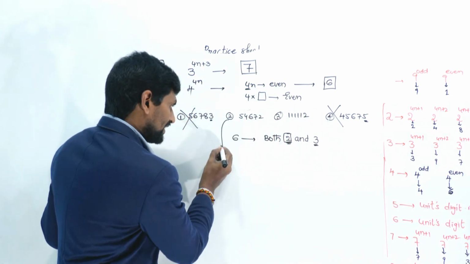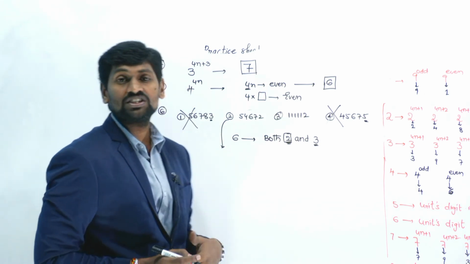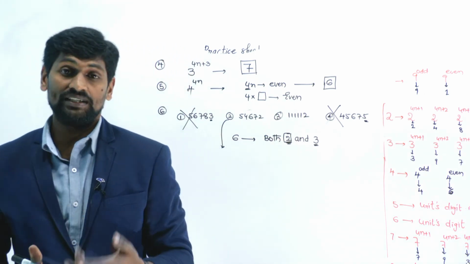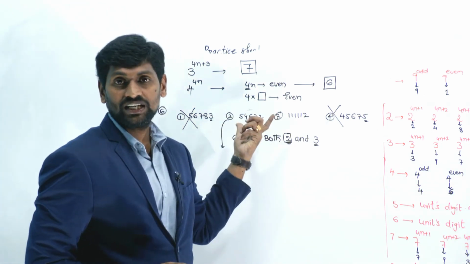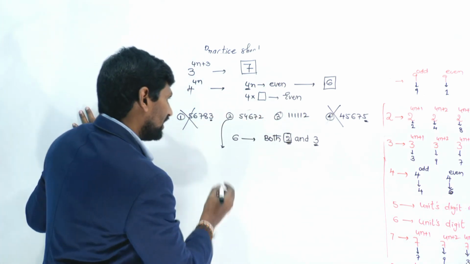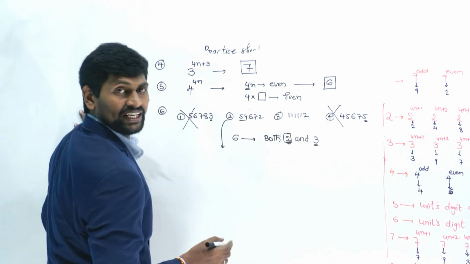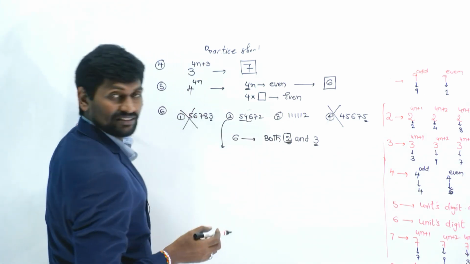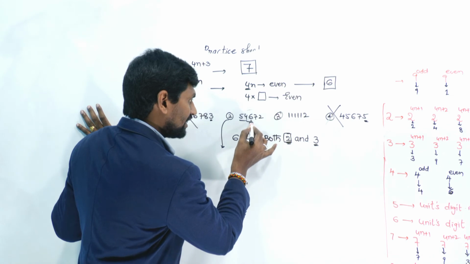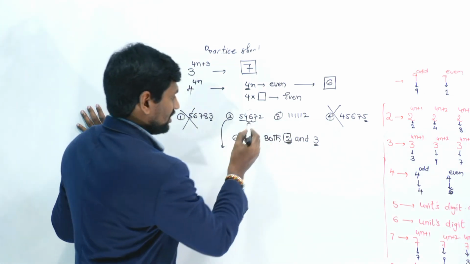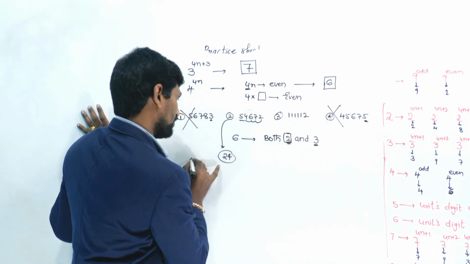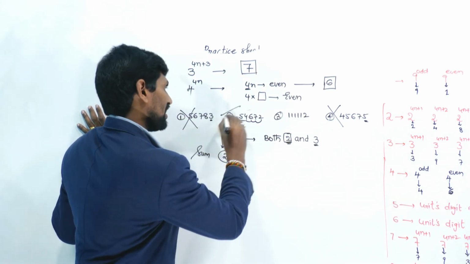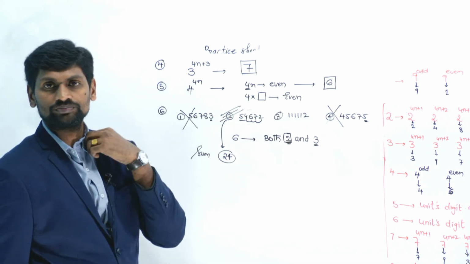Now rule 2 is satisfied. Let us check for rule 3. What is rule 3? Sum of the digits of a number is divisible by 3. Let us add 5 plus 4, 9, 9 plus 6, 15, 15 plus 7, 22, plus 2, 24. Yes, sum of digits is 24. So our answer is option 2.